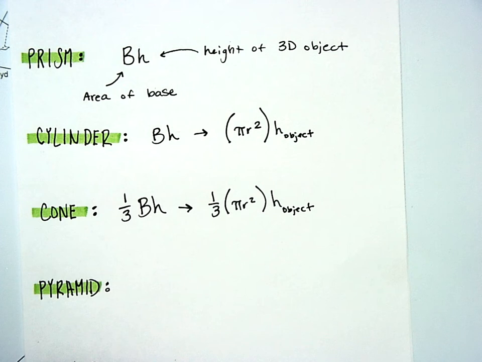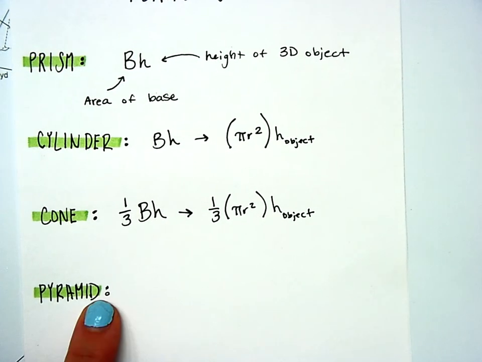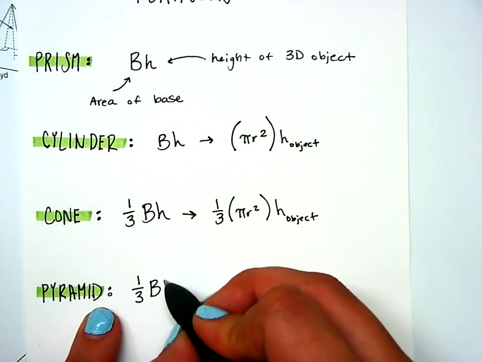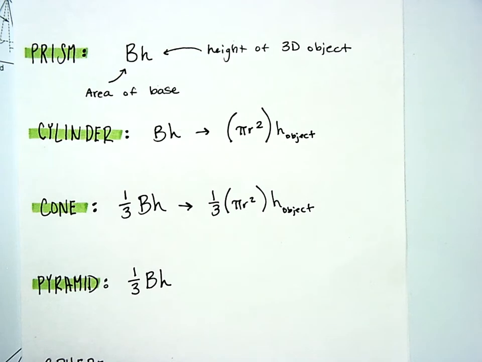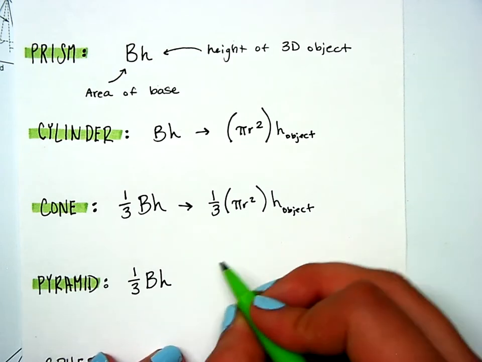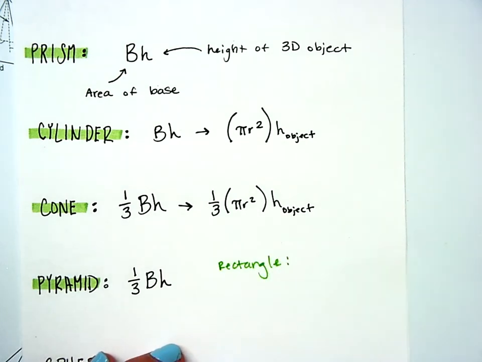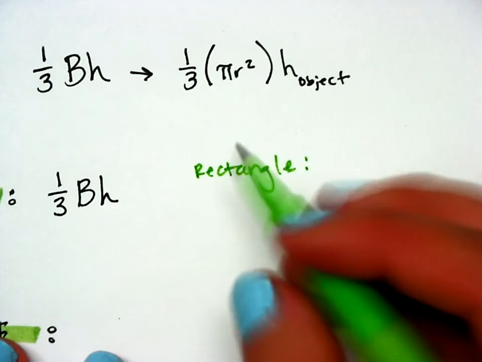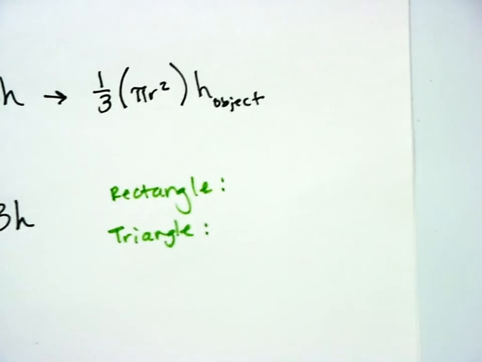Similar to cones, pyramids are 1/3 the volume of a prism that has the same base. Okay, so that means that the volume is going to be 1/3 the area of the base times height, but this is going to look different depending on what the base is. So if the base is a rectangle, that's going to be different than if the base is maybe a triangle or some other non-circle shape.